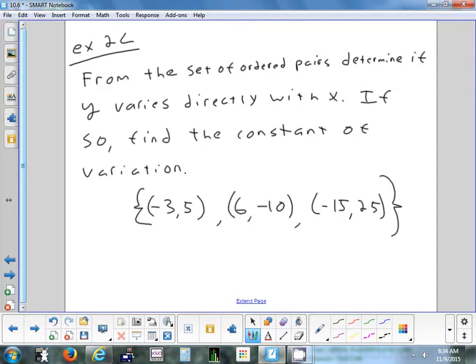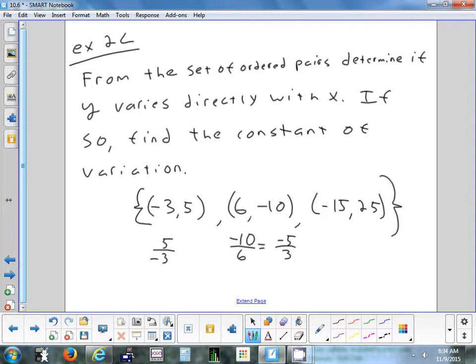5 divided by negative 3. I can't reduce it. Just leave it. Okay? How about the next one? What would I do? Negative 10 divided by 6. Now that one does reduce. What number goes into the top and the bottom? Caitlin? 2. So that becomes negative 5 over 3. Is that the same thing as 5 over negative 3? Yes. So far we got 2 that are the same.